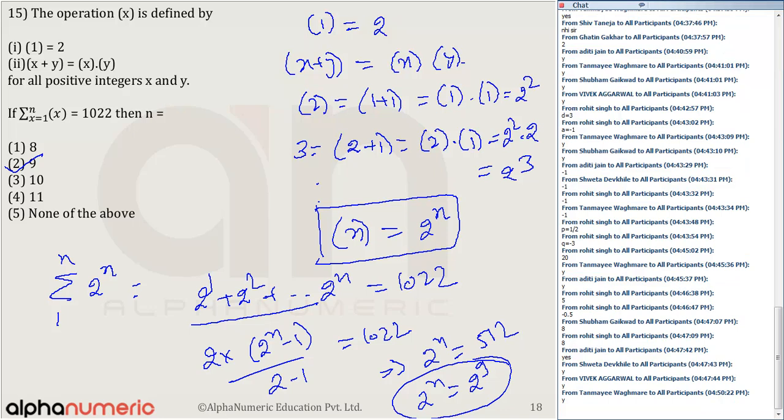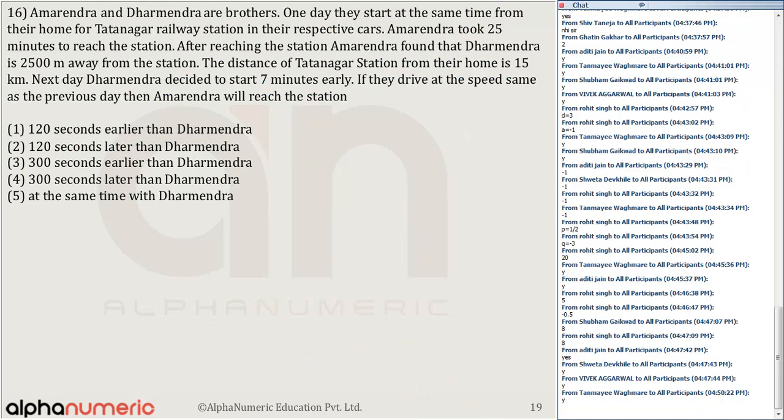Okay. Let's see the 16th. How many of you have got it right for question number 16? 44% of you had said option B. Option 2, 120 seconds later than Dharmendra. Yes, that's right. The correct answer is definitely this one. So a lot of you have got it right.